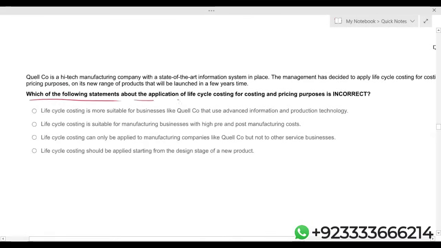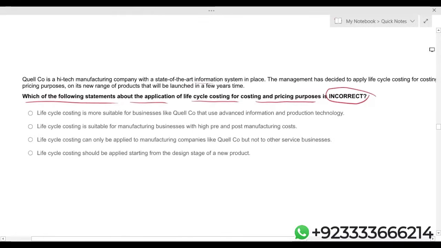Which of the following statements about the application of life cycle costing for costing and pricing purposes is incorrect? Quill company is a high-tech manufacturing company with a state-of-the-art information system in place. The management has decided to apply life cycle costing for costing and pricing purposes on its new range of products that will be launched in a few years. Which of the following about application of life cycle costing is incorrect? Life cycle costing is more suitable for a business like Quill's. That's true.